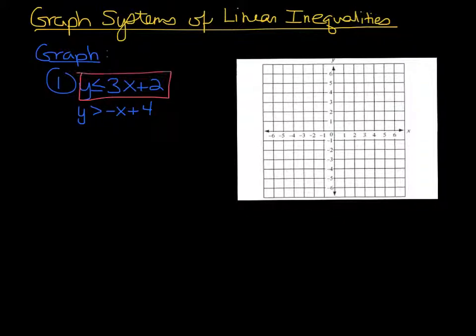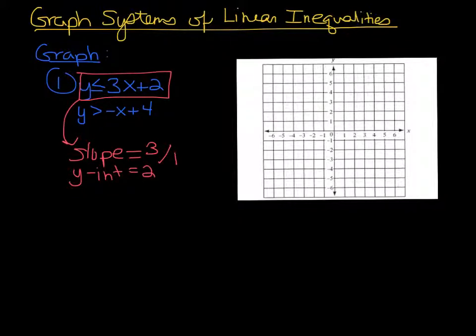First thing we're going to do, we are going to start with y is less than or equal to 3x plus 2. I'm going to graph this using what I know about graphing equations. So if you remember, with y equals mx plus b, my m is my slope, which in this case is going to be 3. And I'm going to write that over 1. My b, which is my y-intercept, in this case will be 2.